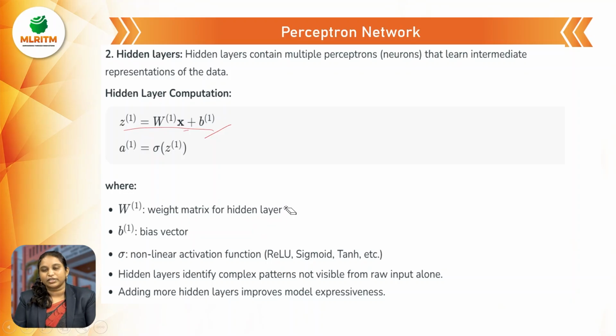For the non-linearity function, we are applying the activation functions to the combined inputs, where we use ReLU, sigmoid, or tanh, etc. It takes more importance here to evaluate the non-linear function. The hidden layers are basically used for identifying complex problems or complex data which are not visible from the raw data. Adding more hidden layers is going to improve the model's expressiveness.